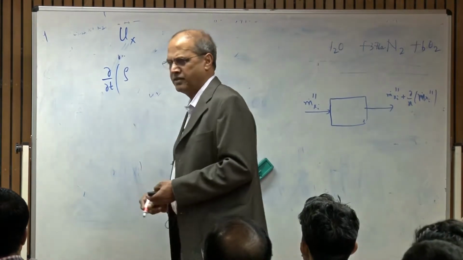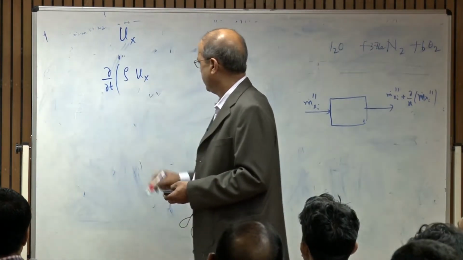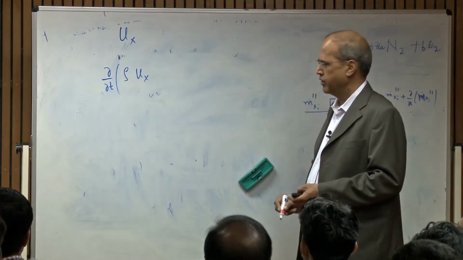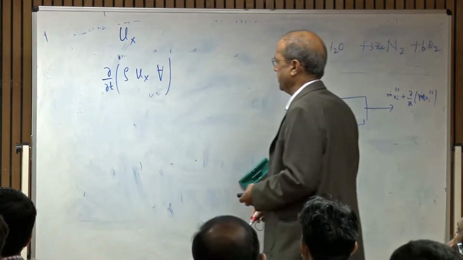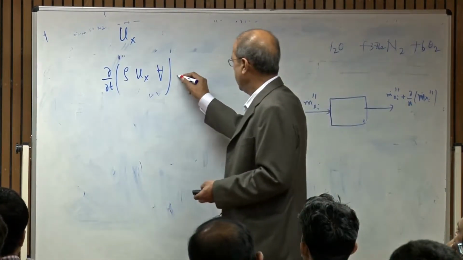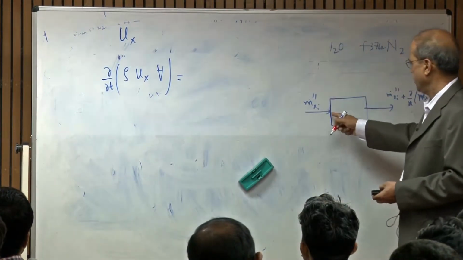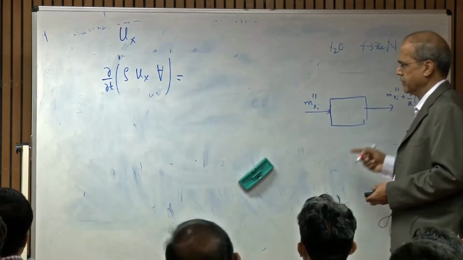Rho is the mixture mass. So this becomes the momentum per unit volume, and then of course we multiply with the volume. So this is the rate of change of momentum. This is now momentum flowing into the control volume minus flowing out of the control volume, right?